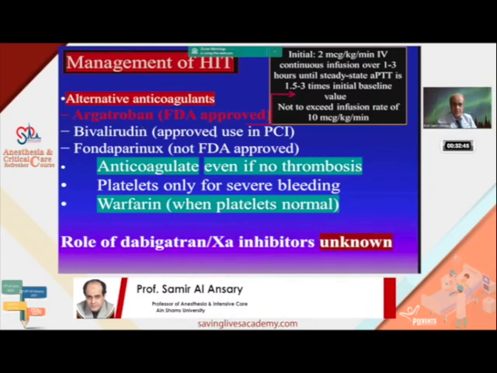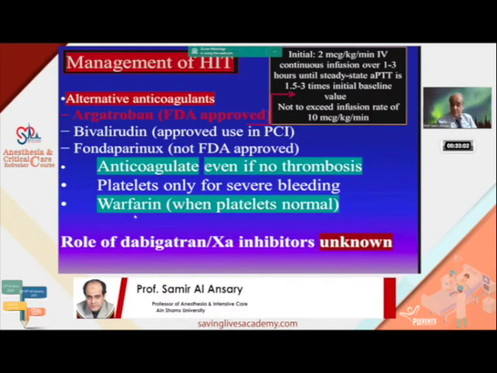Bivalirudin is approved for use in PCI only. Fondaparinux is really not approved. Anticoagulant even if no thrombosis, and so you have to start even if no thrombosis. You can give platelets if there is severe bleeding.